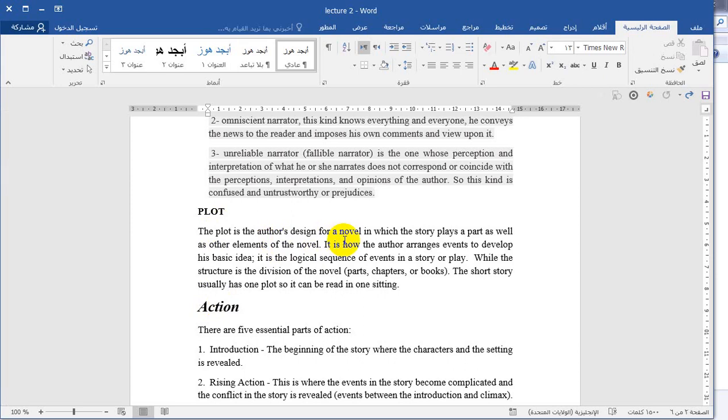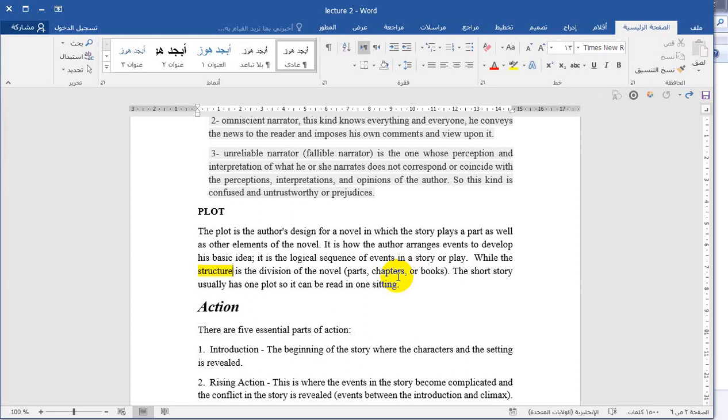Also I want you to differentiate between plot and structure. Why? Because students sometimes confuse plot and structure. Structure is the division of the novel. This book, for example, we call a novel. The writer sometimes divides it into parts: part 1, part 2, part 3. Other writers divide their book into chapters, chapter 1, chapter 2, especially those Victorian novelists.